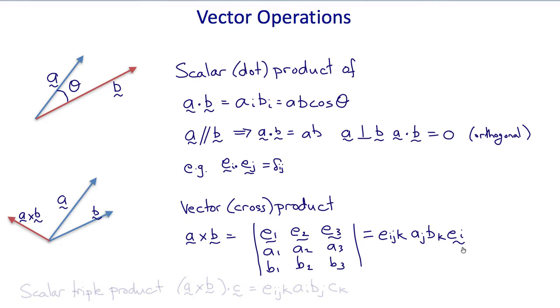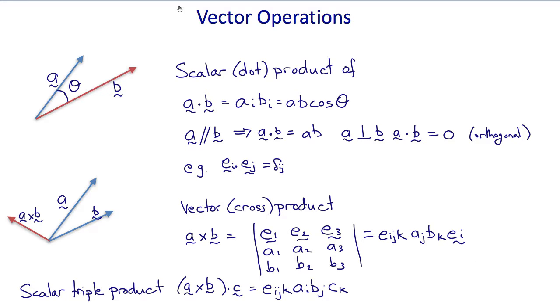The dot product of a cross product and a vector is called the scalar triple product, A cross B dot C, and is therefore a scalar, and it is equal to epsilon ijk Ai Bj Ck.